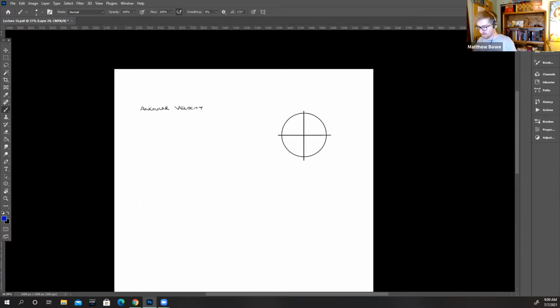Angular velocity is simply the change of the angle that you're having over some amount of time. So I go from one point on an arc to another point. It had a change of angle. So angular velocity, that is just this.